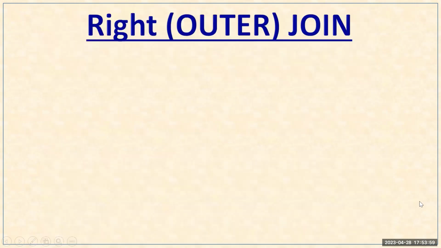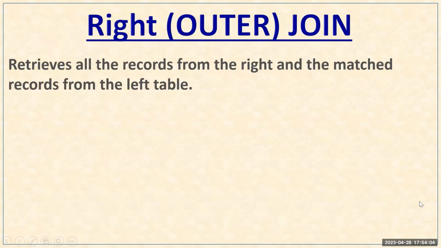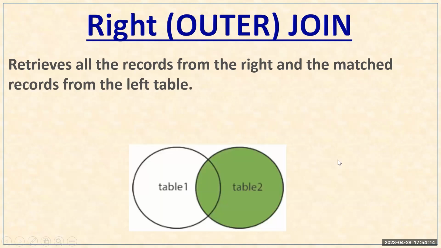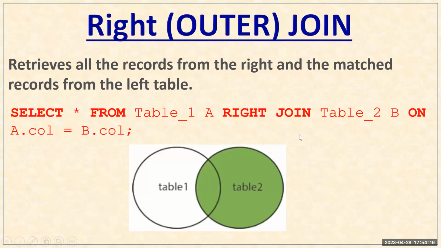Okay. So now let me take the example of the third one, that is called right outer join. The right outer join is just the opposite of the left outer join. It shows the records from the right side table, but the matching of the record will be from the left table here. Here's the syntax: we use the keyword or clause right join here.